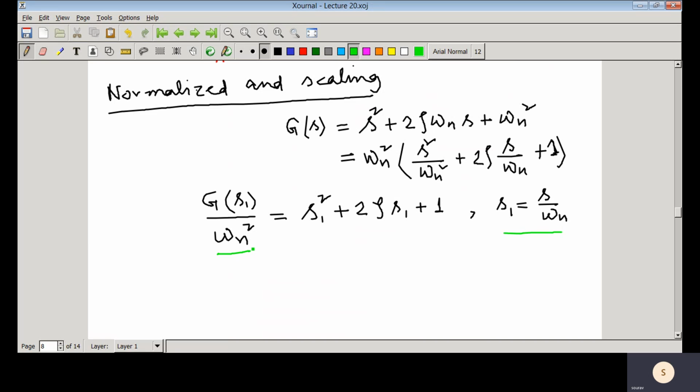Now if we take 20 log of this one, then in the low frequency the asymptote is 0 dB and the corner frequency is 1 rad per second. So let us write this one. Low frequency asymptote is 0 dB.